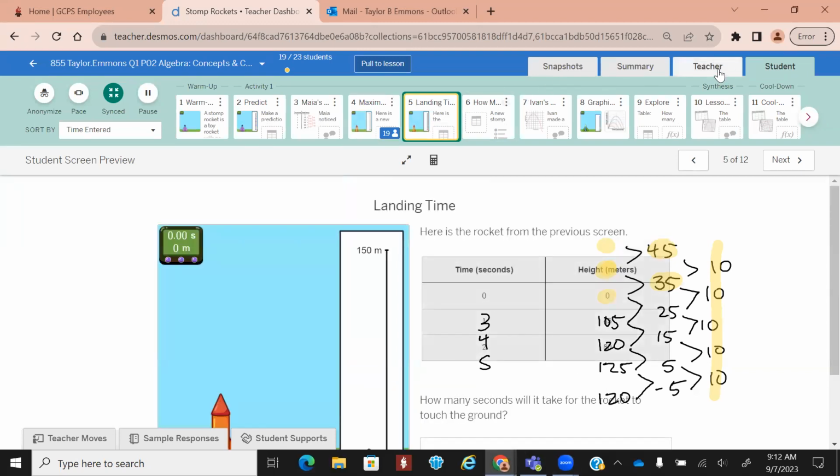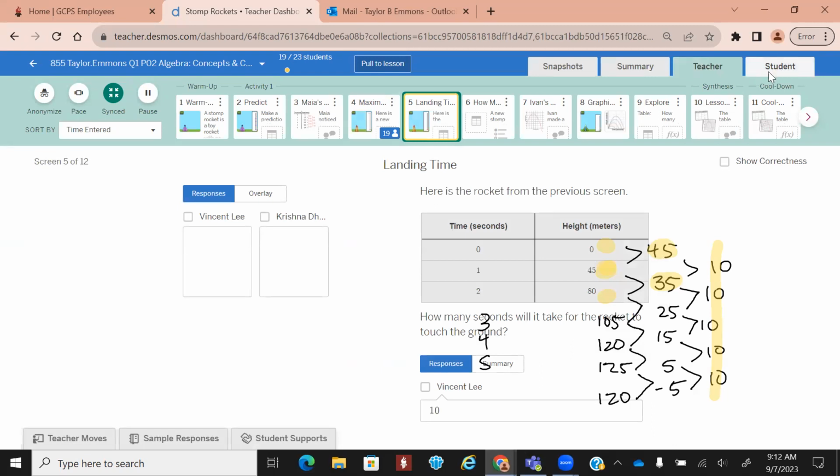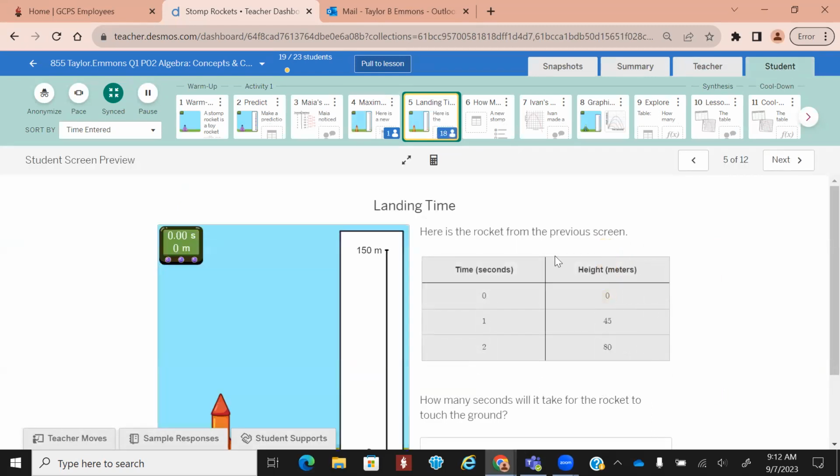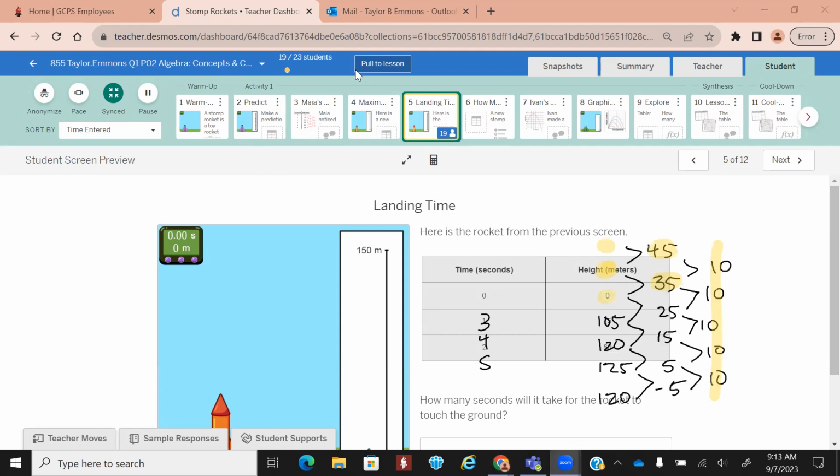All right, moving to slide 5. Here's a rocket from the previous screen. How many seconds will it take for the rocket to touch the ground? Take a second. Try it. Well, it took 5 seconds for it to get to the highest point. So how long should it take for it to hit the ground? 10. Okay.